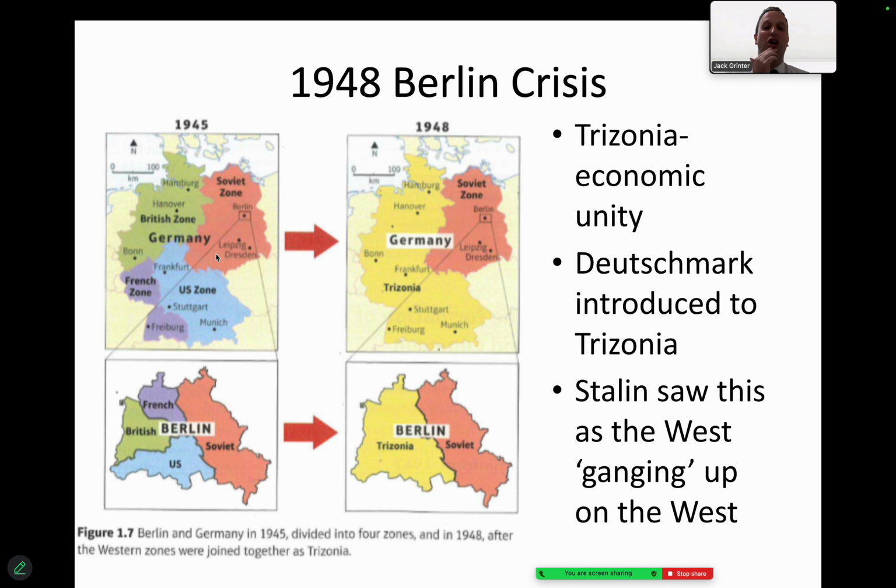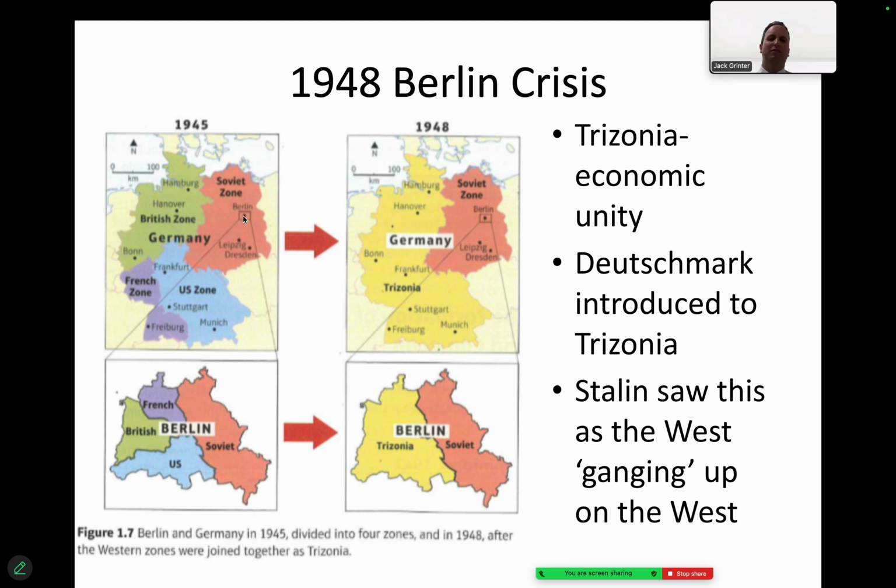Sorry. Germany at Yalta was divided into 4 zones. Berlin also was divided into 4 zones. Remember, Berlin is within the Soviet zone, okay? So it's a little bit like you've got the US zone in Germany here, but also that's that little section of Berlin that's there as well, okay?